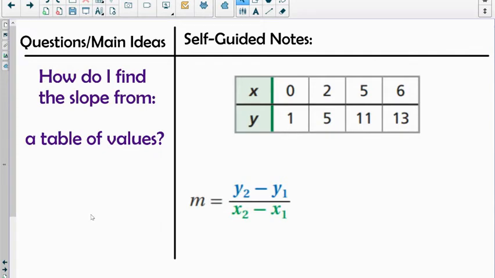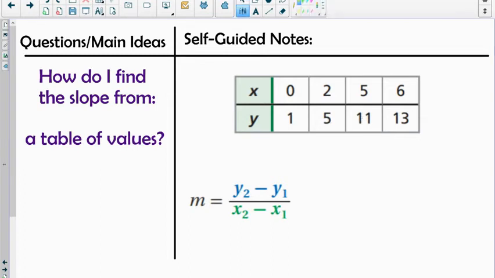All right, so here is our next example. It says, how do I find the slope from a table of values? So here we have a table where we have 4 different x values and 4 different corresponding y values. If we were to graph this data, we would plot points matching up each x with each y. For example, 0, 1 would be an ordered pair. 2, 5 would be an ordered pair, and so on.